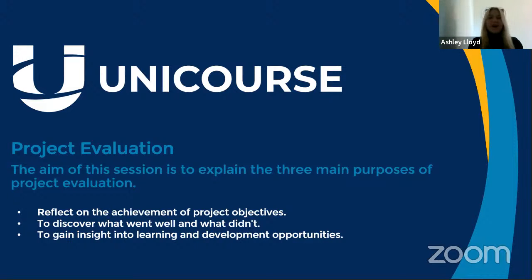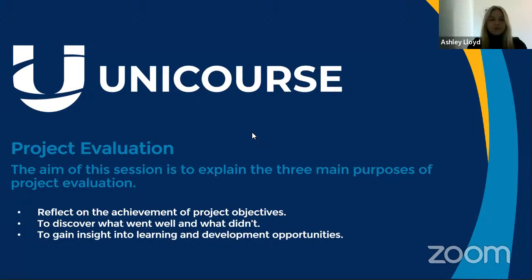So project evaluation, and the main aim of this session is to explain the three purposes of project evaluation. First and foremost is to reflect upon if you've achieved the objectives, and also to discover what went well and what didn't go well. You're reflecting back and seeing what you can improve on in the future, and gaining an insight into different learning and development opportunities for the next project that you may undertake, okay?